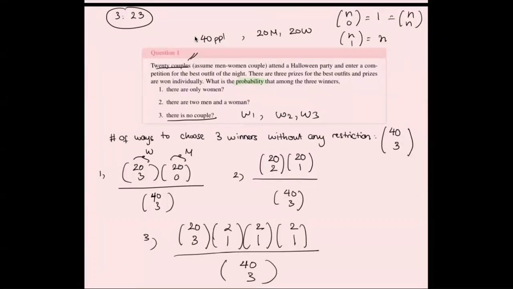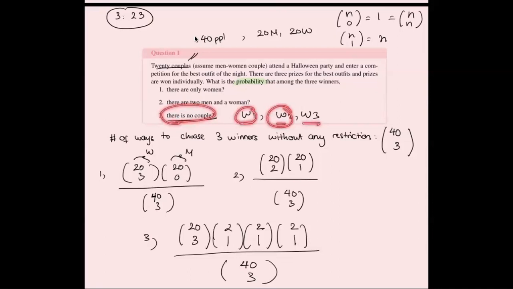Okay, so we have the numerator. We have 3 winners: winner 1, winner 2, winner 3. Since there is no couple, the 3 winners have to belong to 3 distinct couples, right? Winner 1 can come from couple 1. Winner 2 can come from another couple that is different from couple 1. Winner 3 comes from another couple that is different from both 1 and 2.